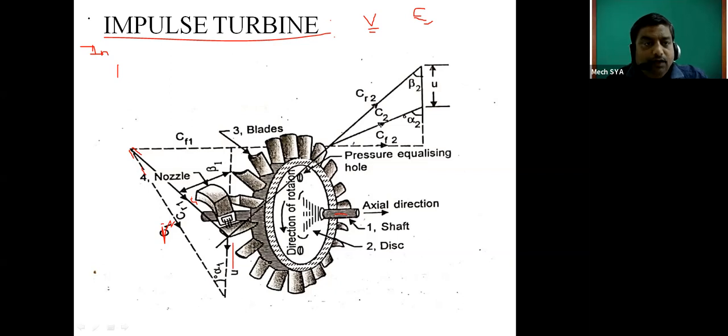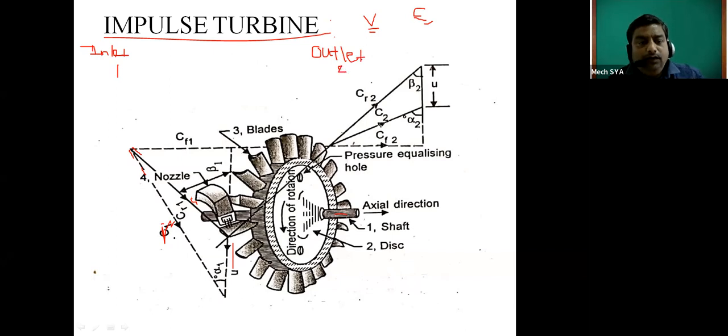So here input velocity triangles are there. The inlet, you can call it the input, has the suffix 1. And the outlet, where the velocities exit from this particular blade, has the outlet triangle. It is called the outlet, and this outlet is denoted by suffix 2.